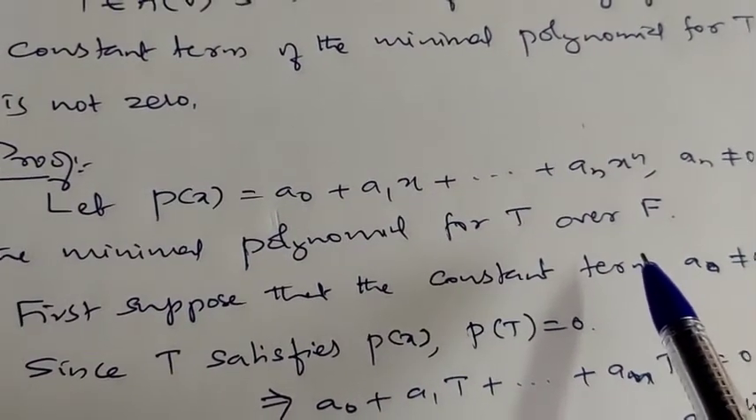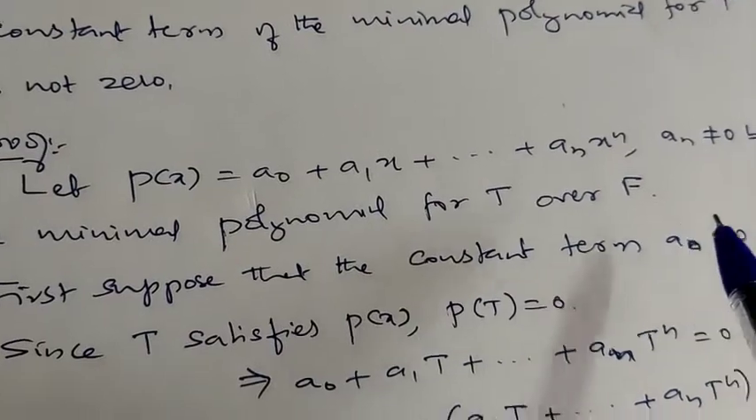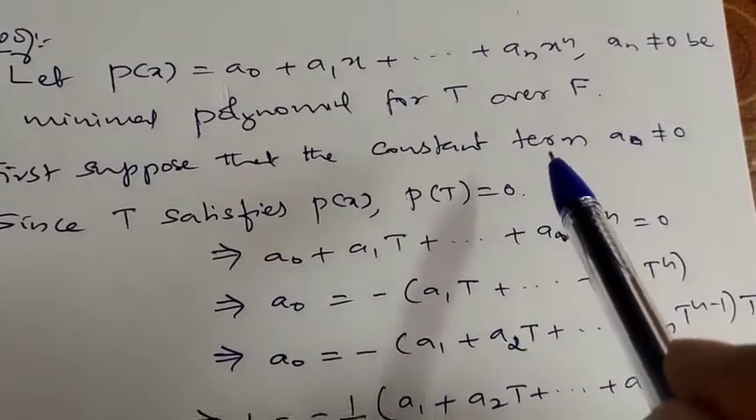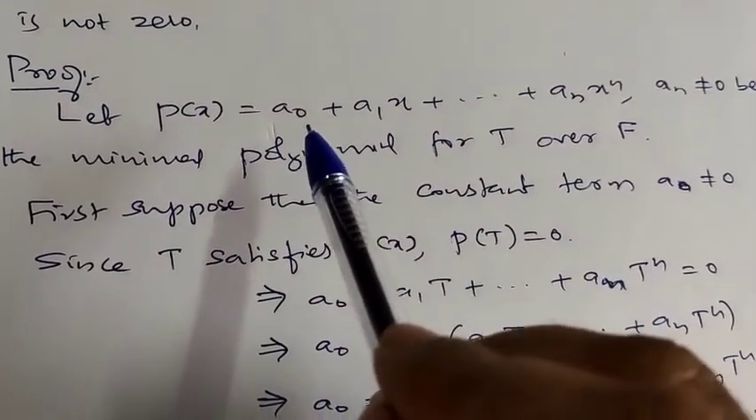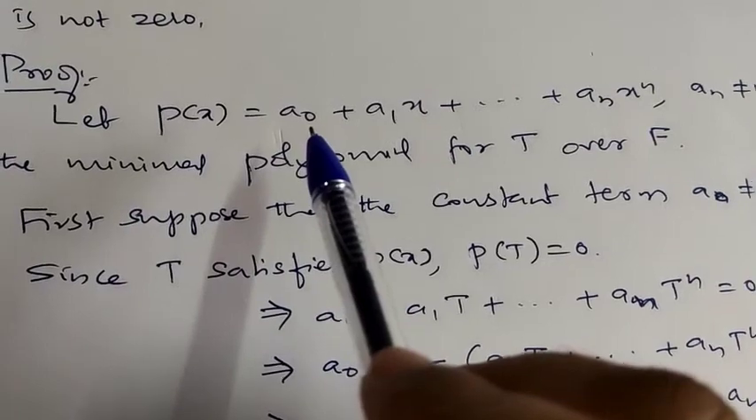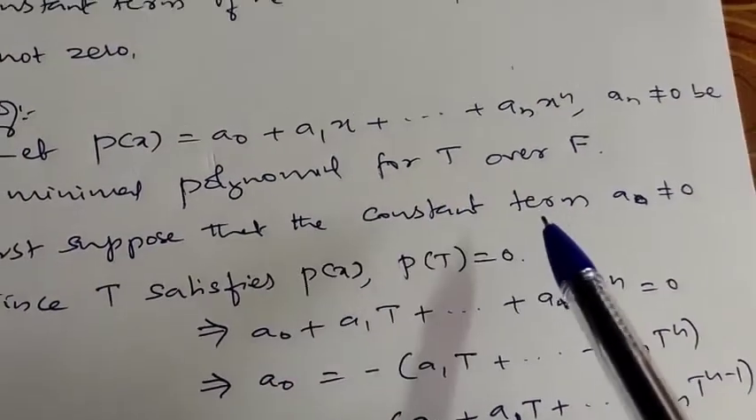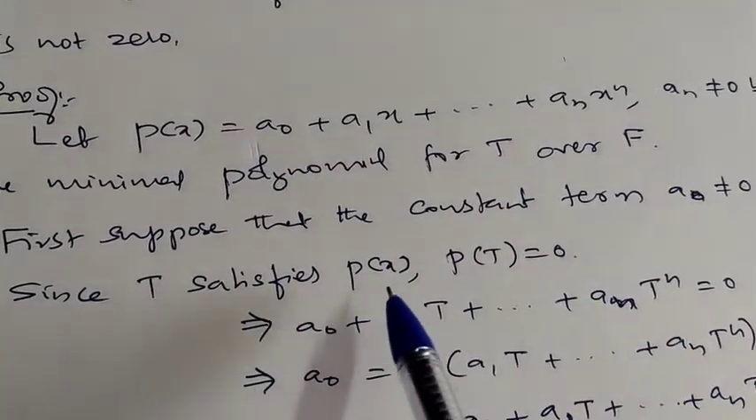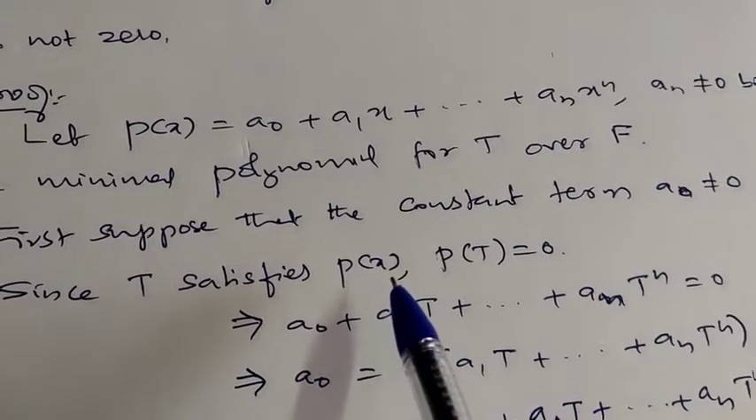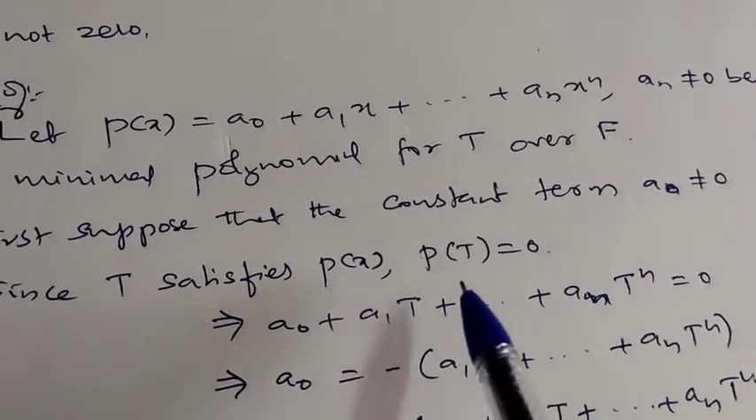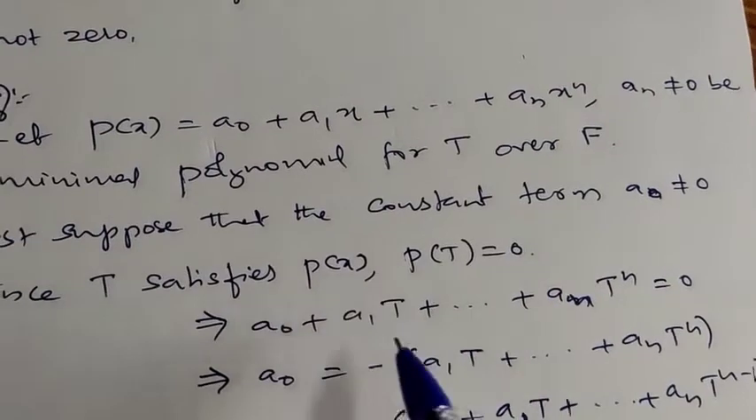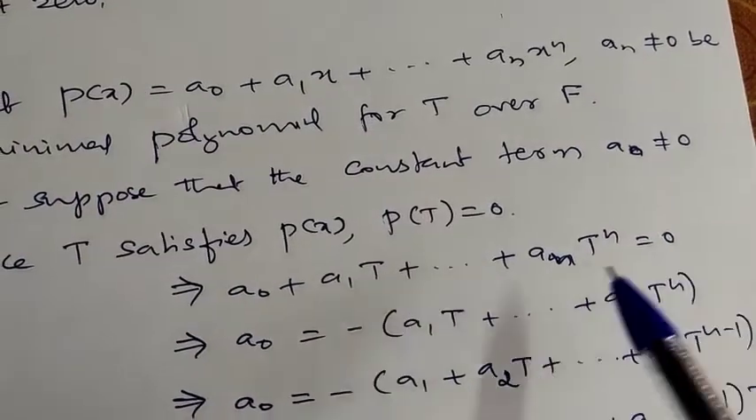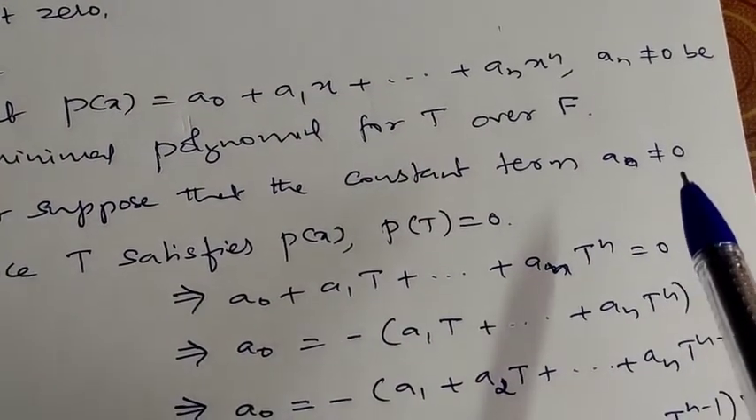Then by definition of a minimal polynomial, P of T is 0. Now first assume that the constant term of the minimal polynomial is not 0. What is the constant term? The constant term is a0. Suppose in the beginning you assume that the constant term a0 is not equal to 0. Now T satisfies P of x because P of x is the minimal polynomial for T. Therefore P of T is 0, which means a0 plus a1 T and so on plus an T power n is 0. But we have assumed that the constant term a0 is not equal to 0.